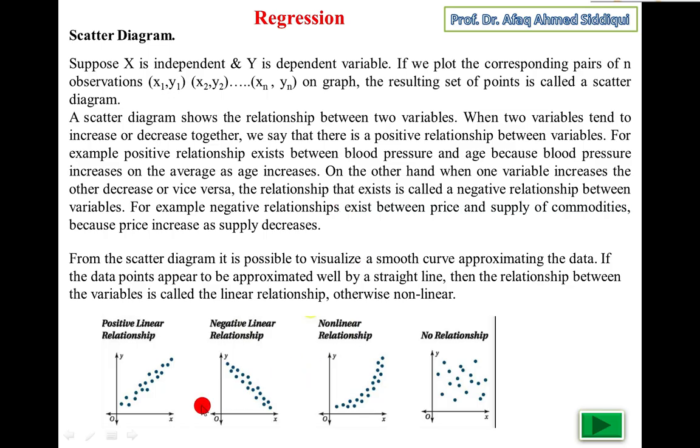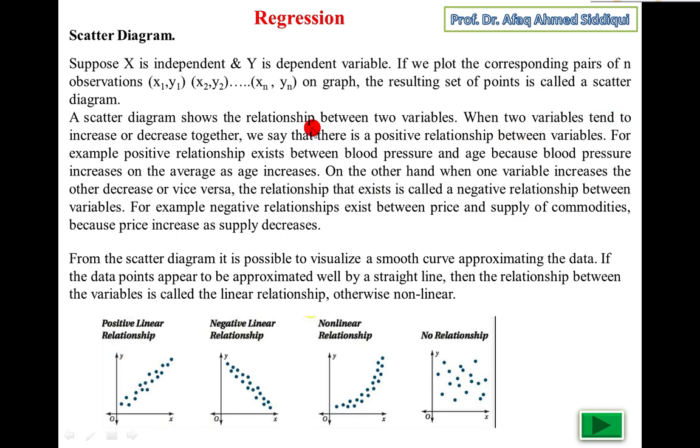You can observe in this diagram, this is the scatter plot. If you represent the values of x and y on the xy plane, x-axis and y-axis, these points are called a scatter diagram. Do not join the points. If you join the points, it's called a graph, but this is a diagram. So a scatter diagram shows the relationship between two variables, meaning the independent and dependent variable.